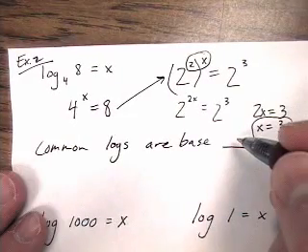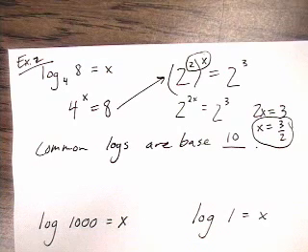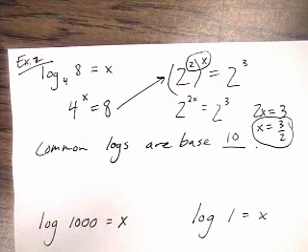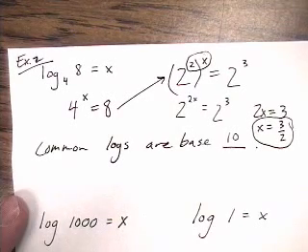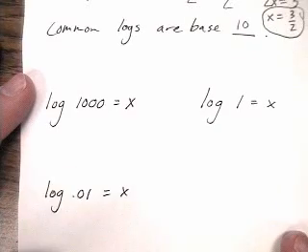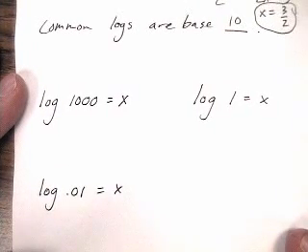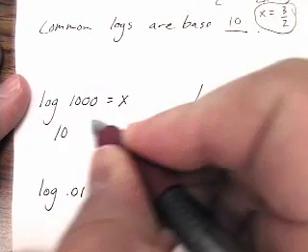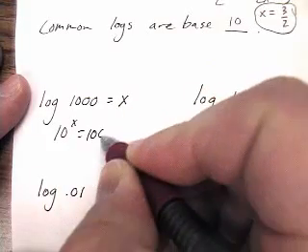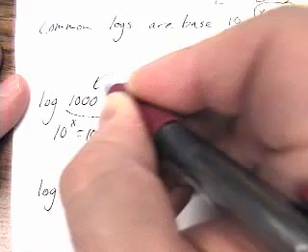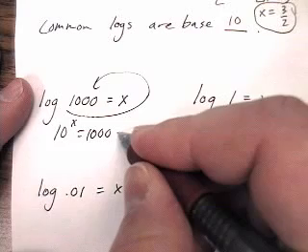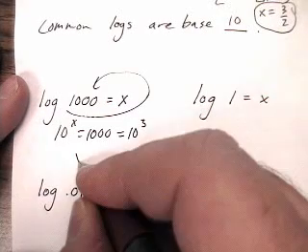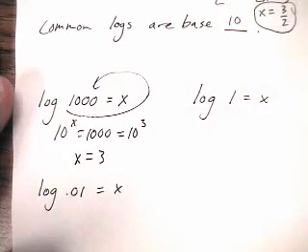Common logs are what base? They are base 10. So if you see something which does not have a base written in, you can assume that it is a common logarithm and it's base 10. So let's see here. 10 to the x equals 1,000. Right, just rewriting that. 10 to the x equals 1,000. Well, 1,000 is 10 to the third. That means x equals 3.